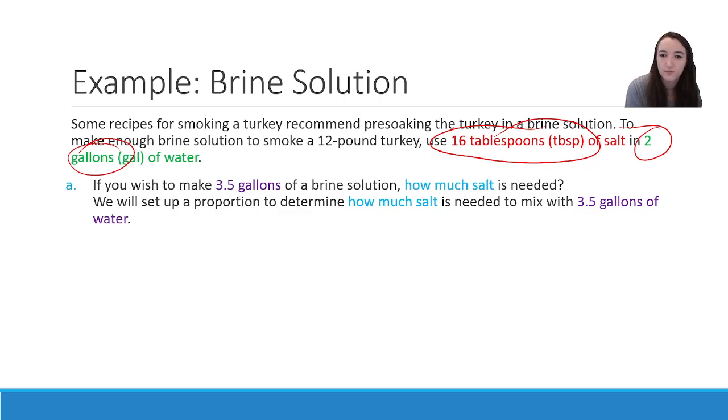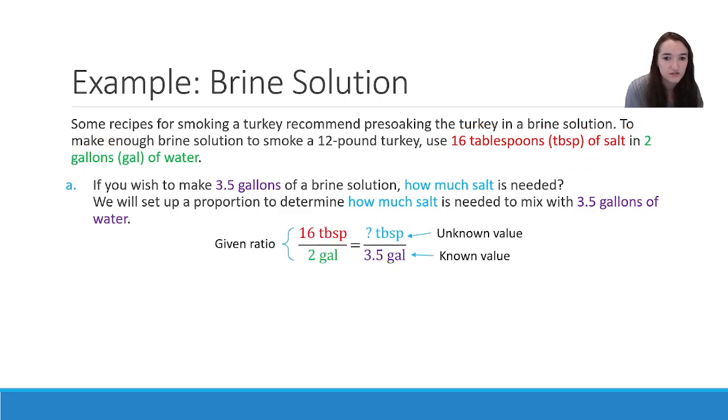So how do we get from 2 gallons to 3.5 gallons? Essentially, we say 16 tablespoons over 2 gallons is our given ratio, and then our unknown ratio is some unknown number of tablespoons per 3.5 gallons. We set these two equal to each other. Instead of putting a question mark, I'll replace that question mark with an X, because we don't know what it is, but we can solve for it. Hopefully you remember how to solve when you have one ratio equal to another ratio, that's called a proportion.